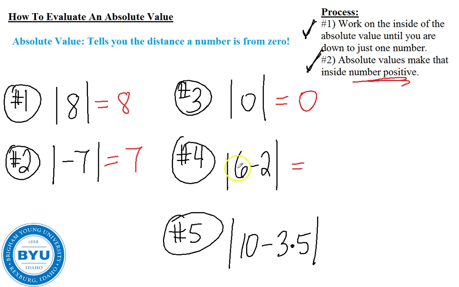Here, I have the absolute value of 6 minus 2. I'm going to do 6 minus 2. 6 minus 2 is 4. And so the absolute value of 4, well, that would just be 4.